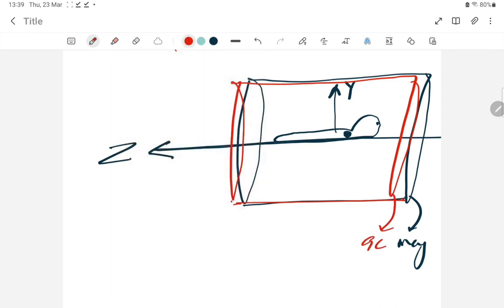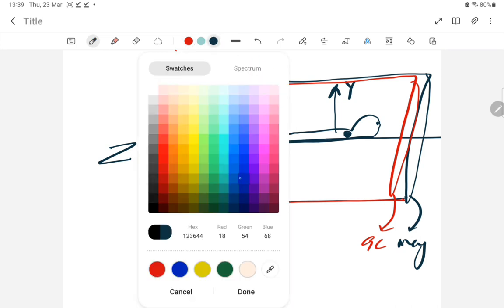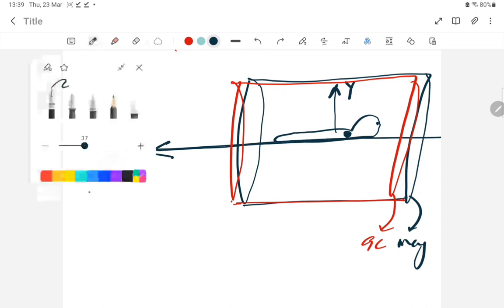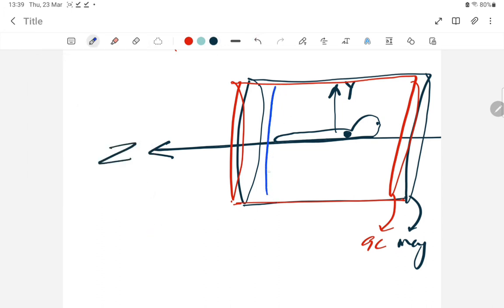The red one was the gradient coil. Okay, if the patient is lying, so one gradient is applied. First, suppose one gradient is applied, and for slice selection, we are breaking it into slices. Suppose I want to break it into slices like this. So I'm breaking it into slices.